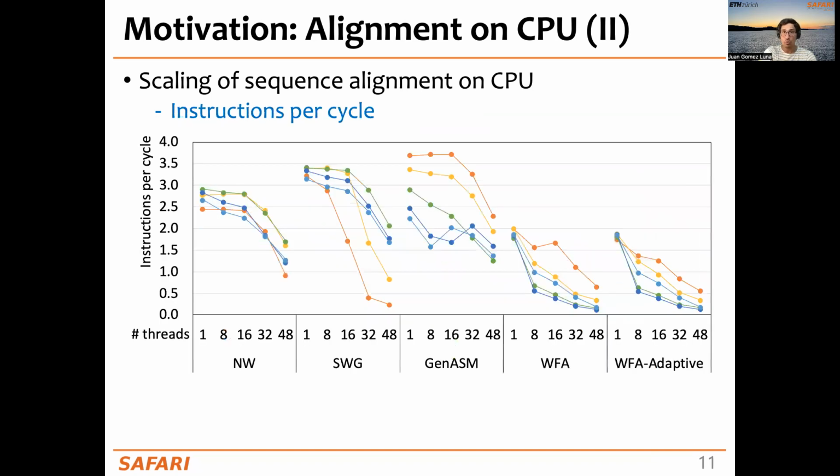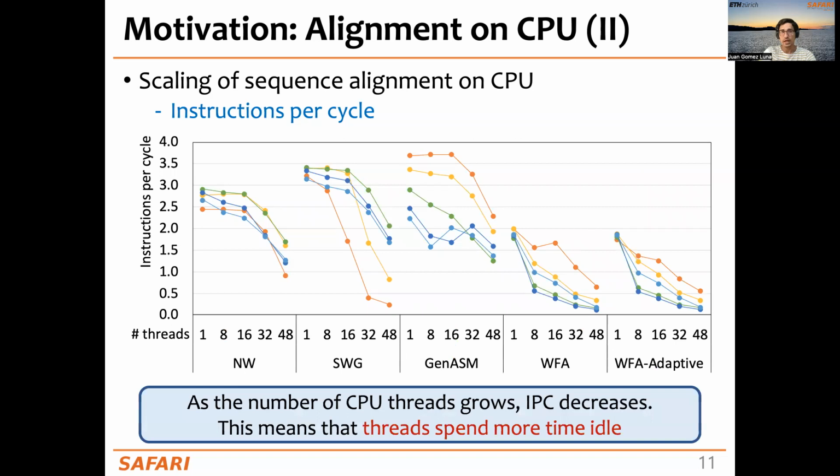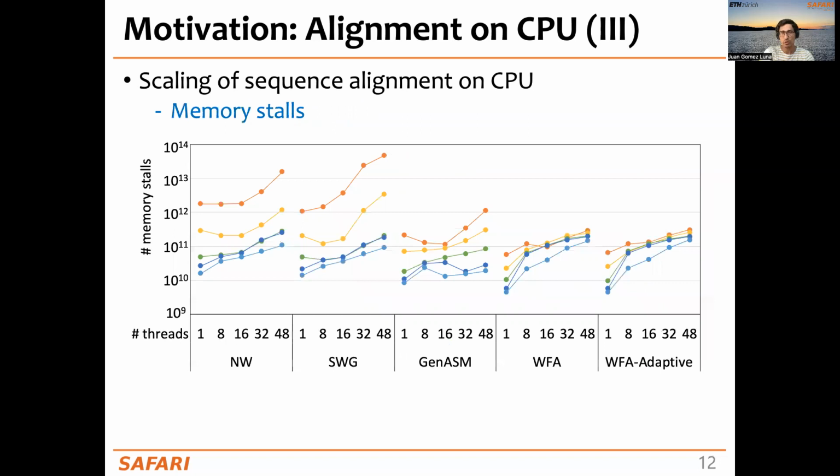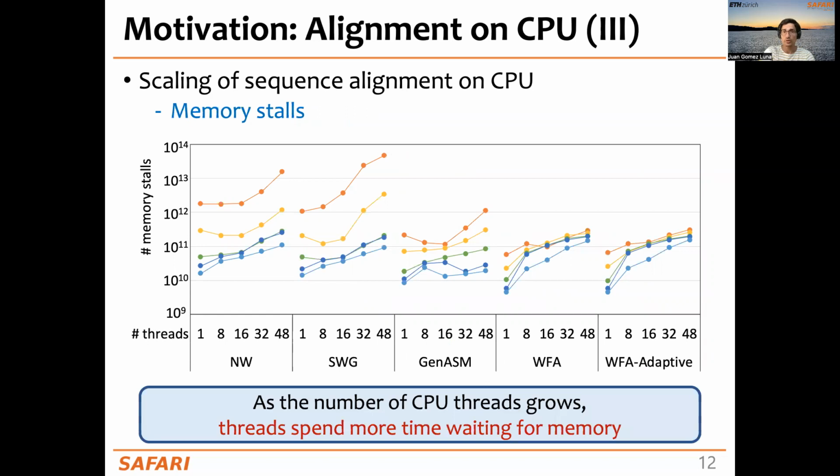What's the reason for that? We can observe as well that the instructions per cycle go down as the number of CPU threads grows. So as the number of CPU threads grows, the IPC decreases, and what this basically means is that threads are spending more time being idle. But why are they idle? Basically because as we increase the number of CPU threads, we have more contention in the access to memory, and this causes more memory stalls for the CPU threads. So as the number of CPU threads grows, threads spend much more time waiting for memory, and that's the main reason why the scalability is limited.